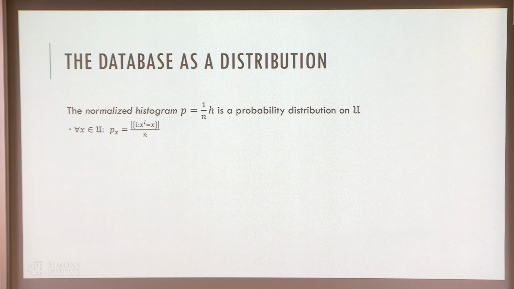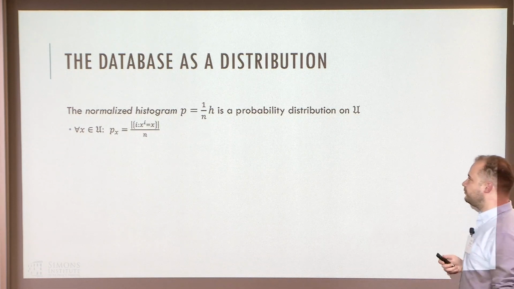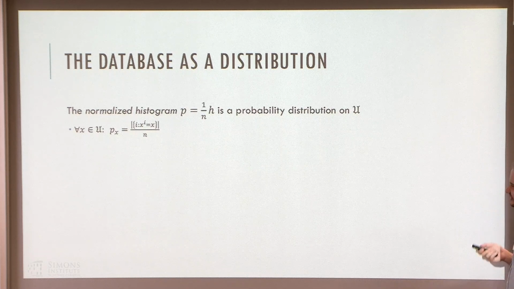Learning approach number two is just a recap from Rachel's talk yesterday afternoon. This is the private multiplicative weights mechanism. The viewpoint here is that we're going to view the database maybe less as a function, more as a probability distribution that we're trying to learn. The observation is just, if I look at this histogram and I divide every entry by n, then I just get a probability distribution on the universe.